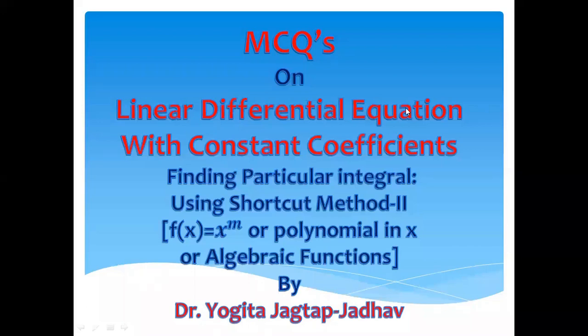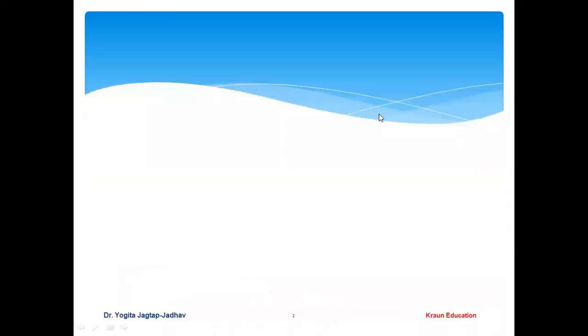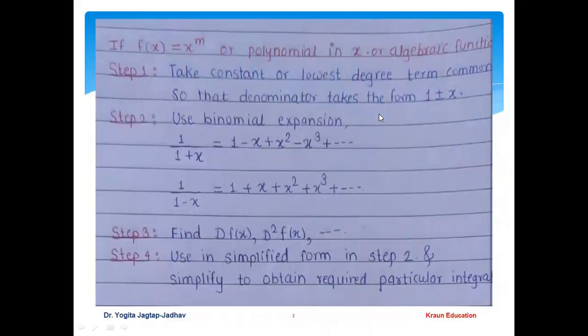Hello everyone, welcome to this lecture on finding particular integral using the shortcut method. Basically, we are focusing on the case when f of x is equal to x raised to m, or a polynomial in x, or an algebraic function. Now look at this theoretical part. If f of x is equal to x raised to m, or a polynomial in x, or an algebraic function, then we have to follow these 4 steps.